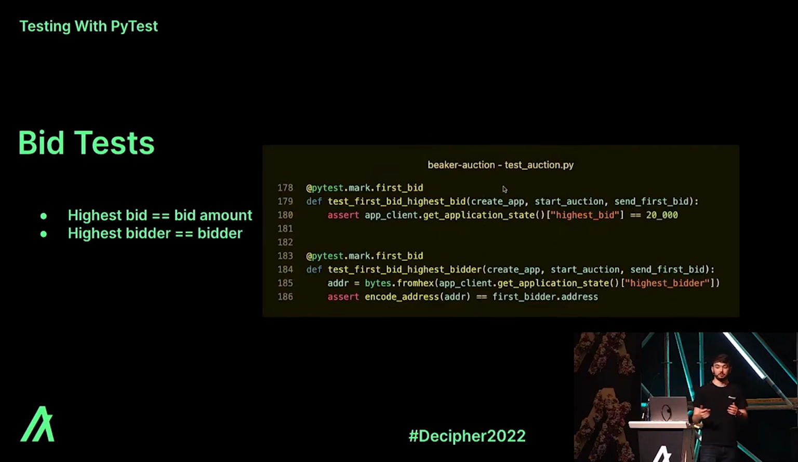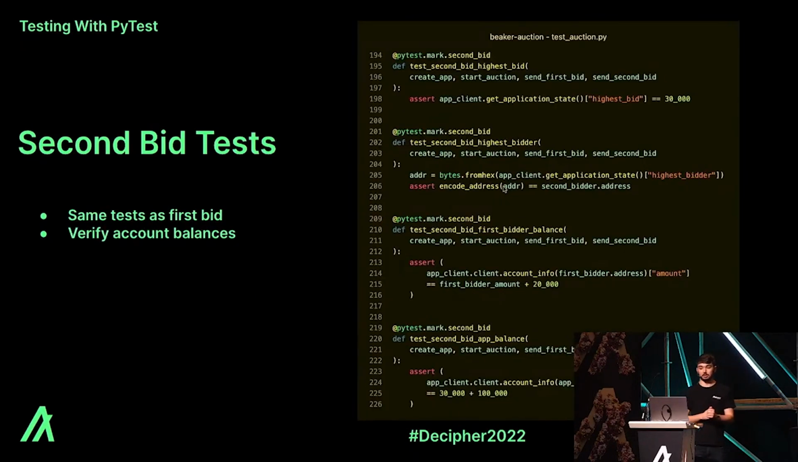And so now we're doing something very similar on our bids. For our first bid, we're verifying that the bid amount is updated properly, much like we did when we started the auction. And then we're verifying that it saved the highest bidder. So we're verifying that the state was updated properly.